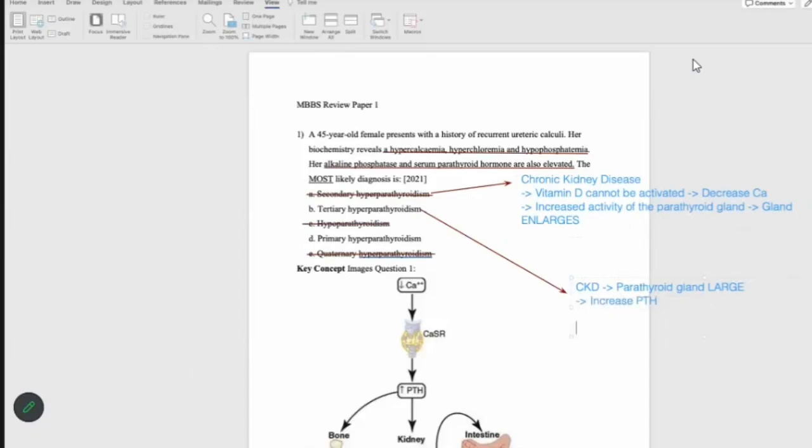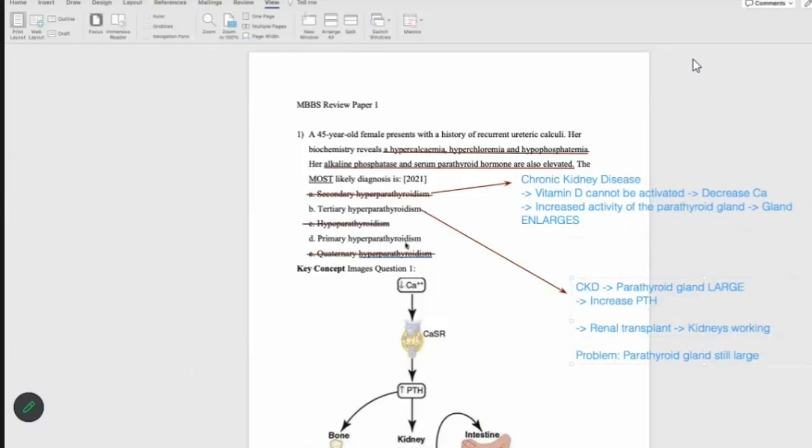Now, what happens with tertiary hyperparathyroidism is where the patient had CKD, but then they had a renal transplant, right? When the patient gets a renal transplant, the kidneys are functioning fine. But the problem is the parathyroid gland is still large. Because it was compensating for the initial kidney failure, you end up with increased PTH. So that's where you get tertiary hyperparathyroidism.